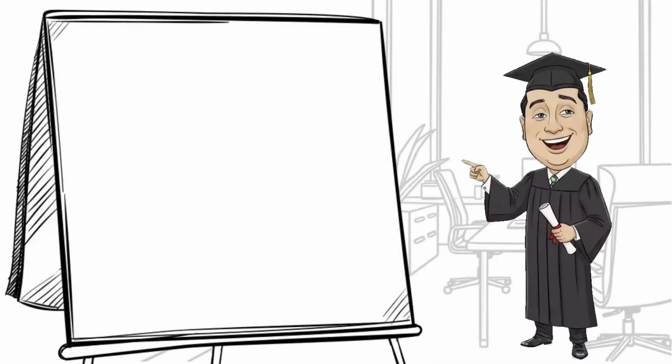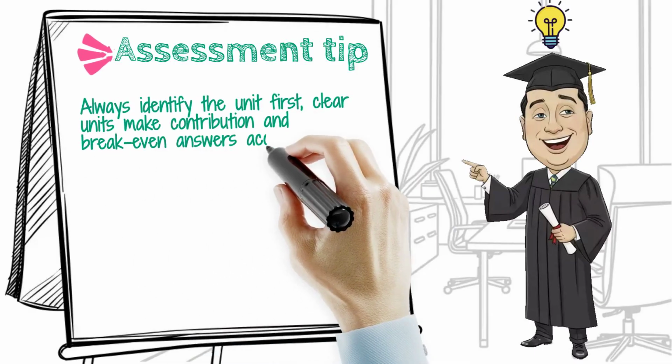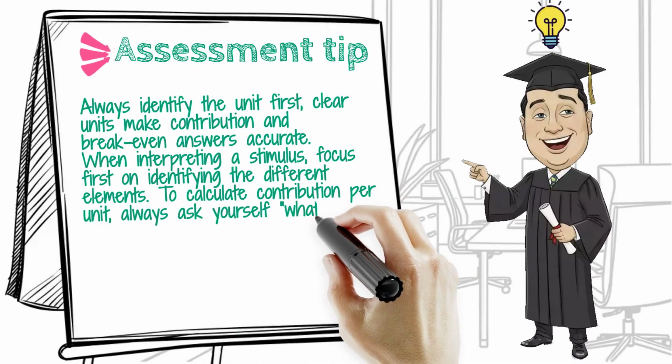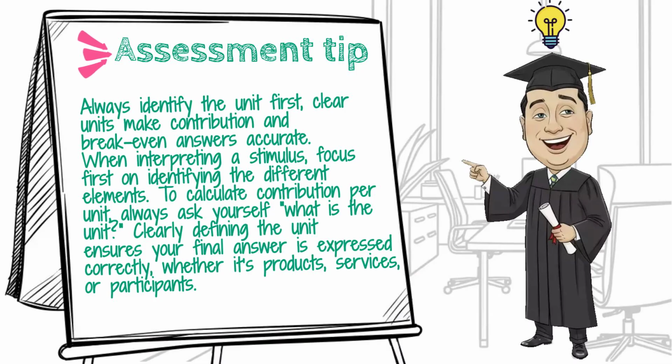Assessment tip: always identify the unit first. Clear units make contribution and break-even answers accurate. When interpreting a stimulus, focus first on identifying the different elements. To calculate contribution per unit, always ask yourself, what is the unit? Clearly defining the unit ensures your final answer is expressed correctly, whether it's products, services, or participants.